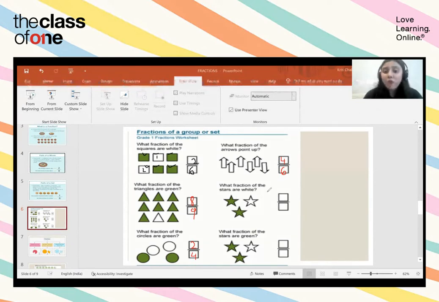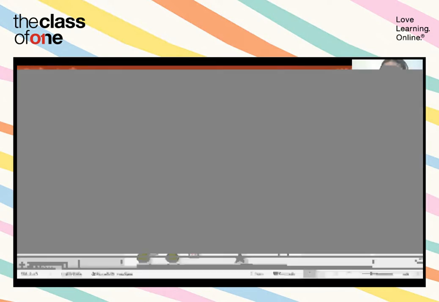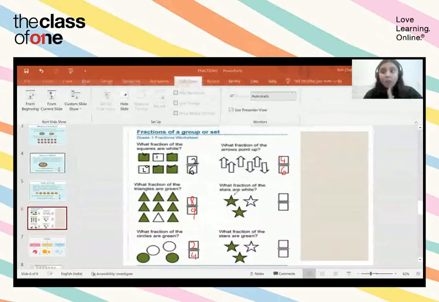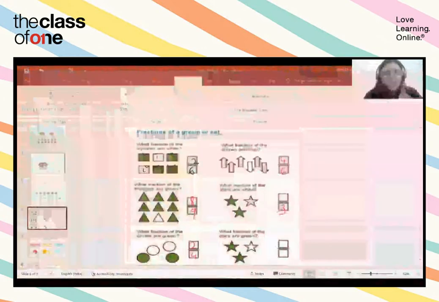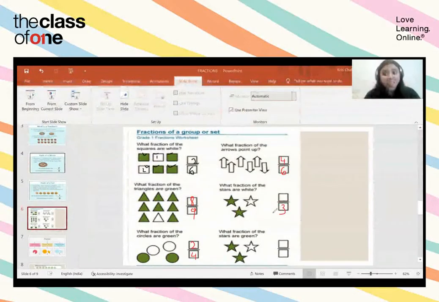Next, what fraction of the stars are white? First, we will count how many total stars there are. We can see there are 3 stars. So the denominator becomes 3. And how many stars are white? Yes, only 1. So the fraction becomes 1/3.